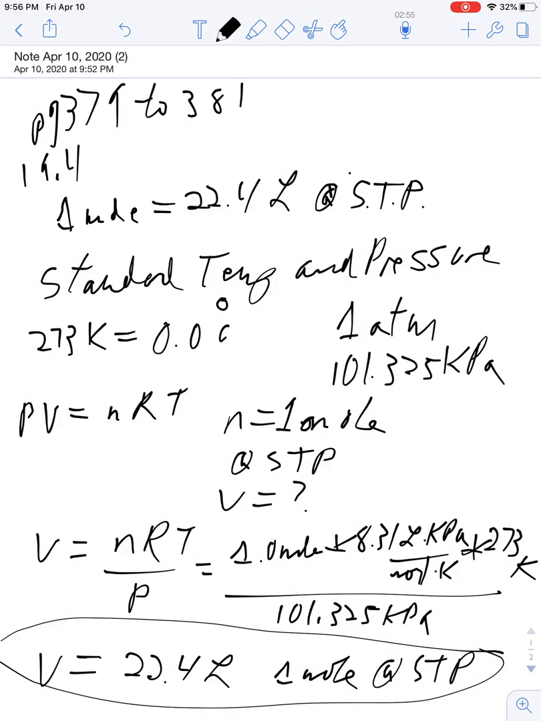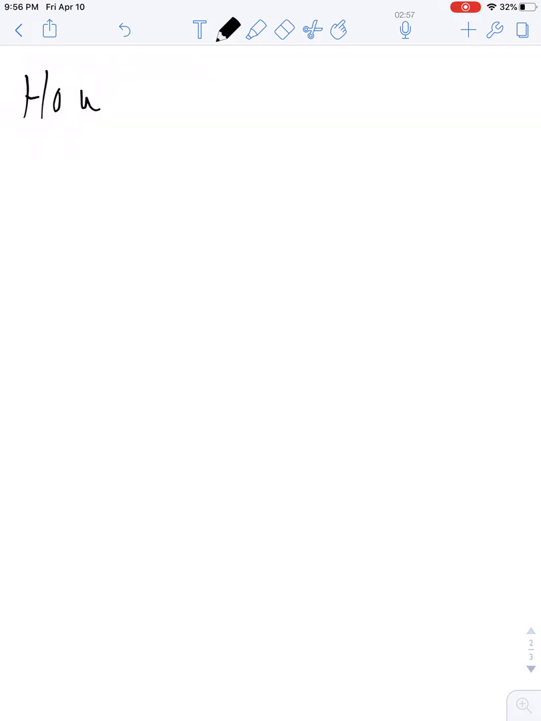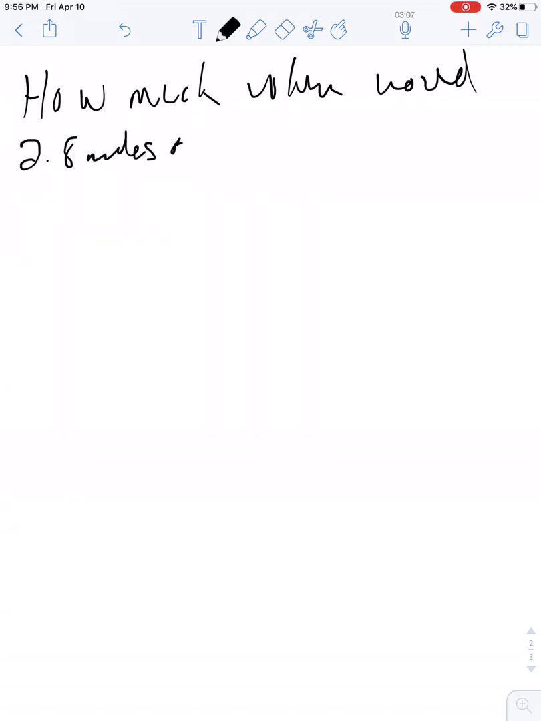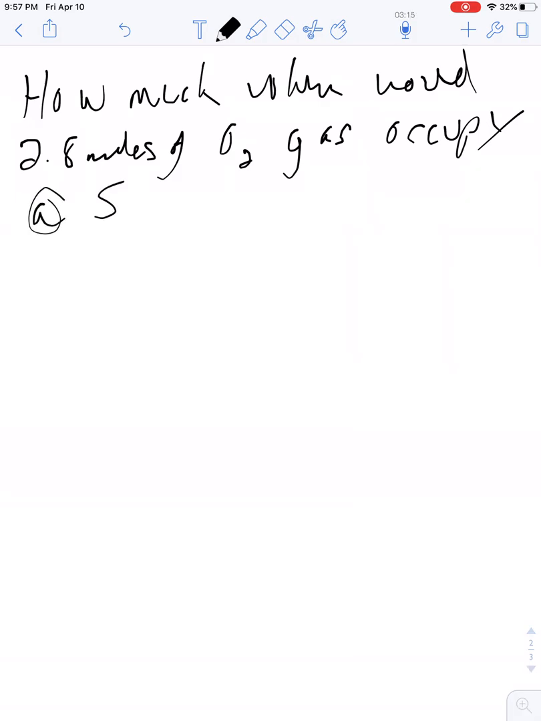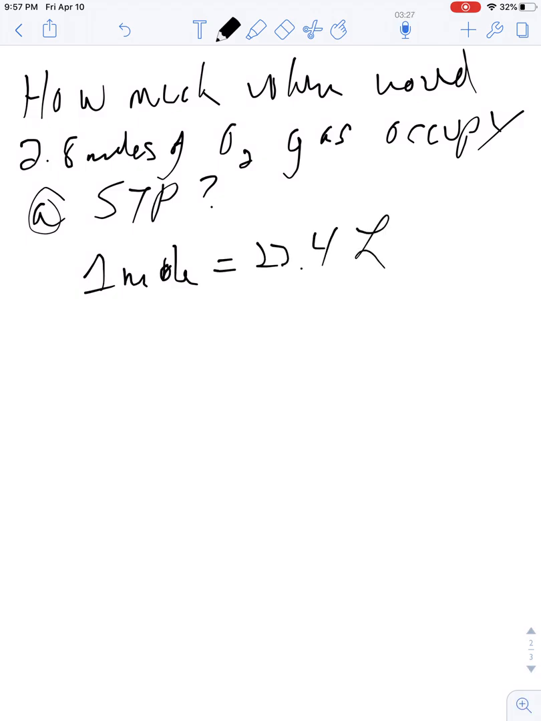So here's a problem. How much volume would 2.8 moles of oxygen gas occupy at STP? Again, the key is that you are at STP. If you are at STP, then you can use this conversion: 1 mole is equal to 22.4 liters. If you're not at STP, then you must use the ideal gas equation.